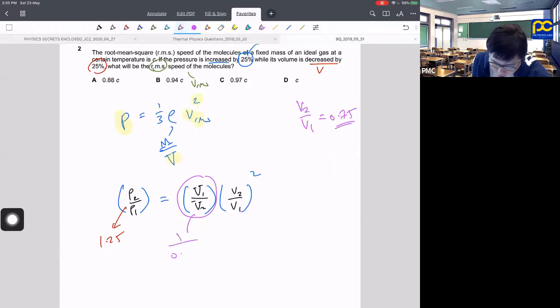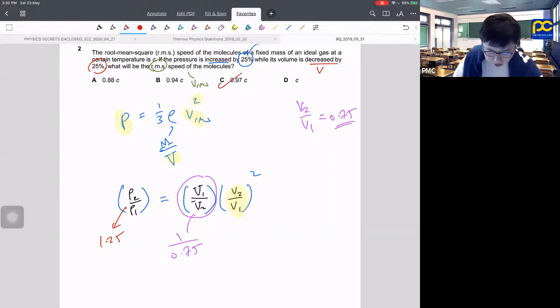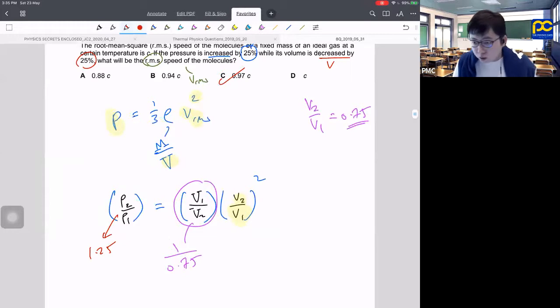Then this one will be what? 1 over 0.75. Okay? And you have to find the speed of the molecule, is it? The ratio? So go on and work out the answer. What's the answer? 0.97. Perfect. All right. $1 for you. Okay. Nice. Can we all go on to question 3?